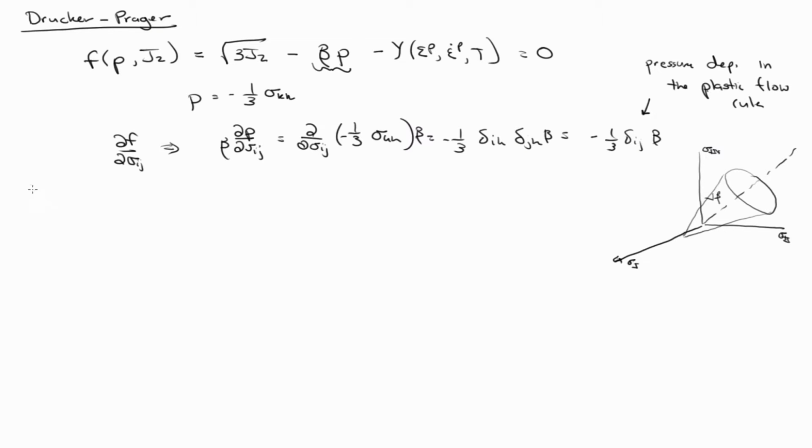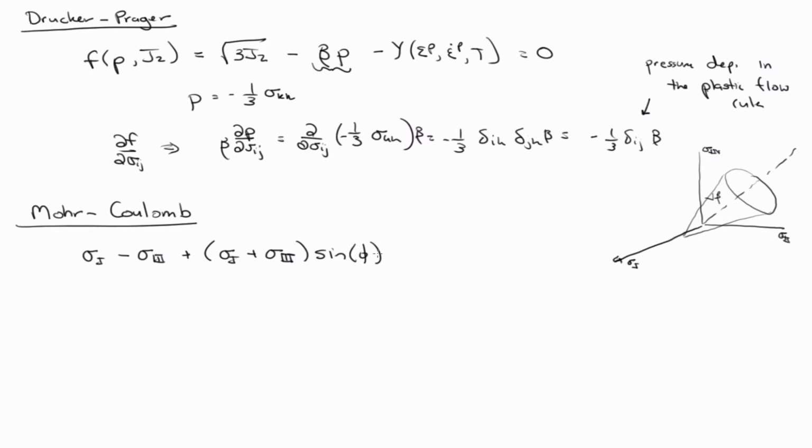So that's the Drucker-Prager model. There's also the Mohr-Coulomb model. And for those of you that took my undergraduate geomechanics class, this is essentially the only one we dealt with. In terms of the principal stresses, we have something like this, where this phi is a material constant called the angle of internal friction. Internal friction angle.